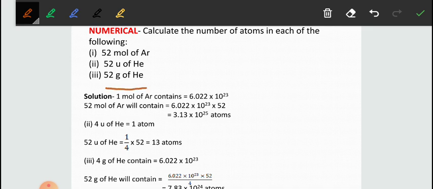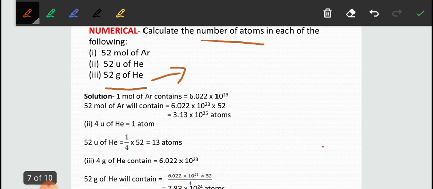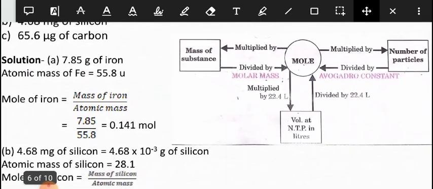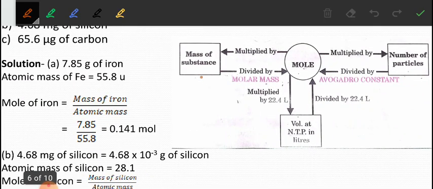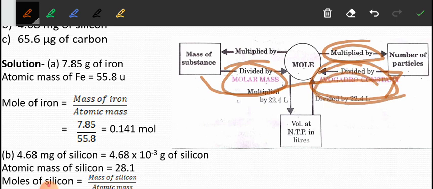Next, they said we need to find the number of atoms for 52 gram of helium. Now what is given in this? Mass is given, and we need to find the number of atoms. So let's move to our previous slide so that we can find the formula. According to this, if mass is given and we need to calculate the number of particles, we divide by molar mass and then multiply by the Avogadro constant.